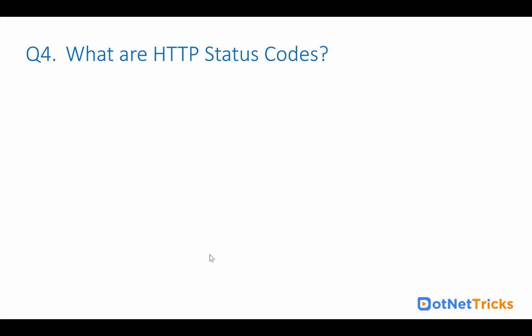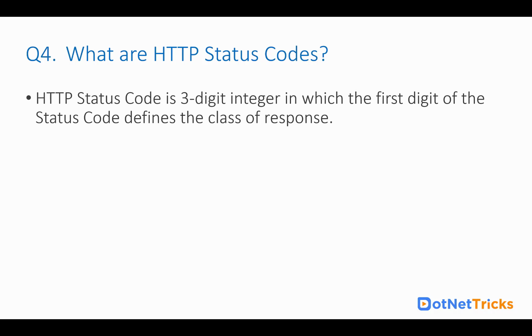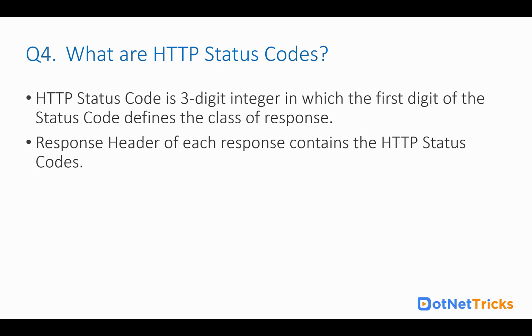Now let's move to the next question: what are the HTTP status codes? When we get the response from the server, in the response we get a 3-digit integer number, which is actually the status code of our request. The first digit in the status code defines the class of the response. The response header of each response contains the HTTP status code.